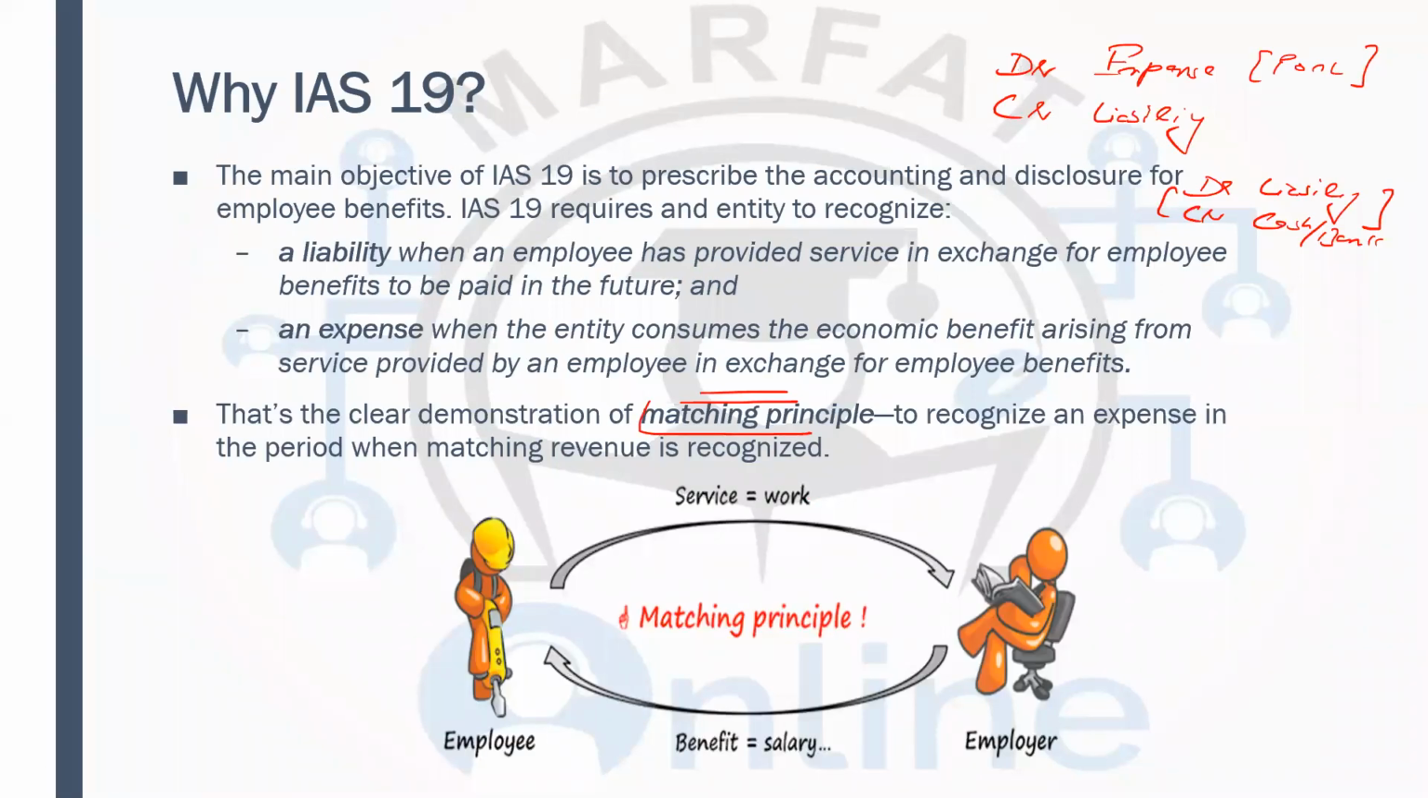So the organization is getting a benefit. Through that benefit, we are earning, and that earning is recorded as revenue. So the payment being made to the employee for the services they have rendered should be recorded in the same period as an expense, and this is the application of the matching principle.